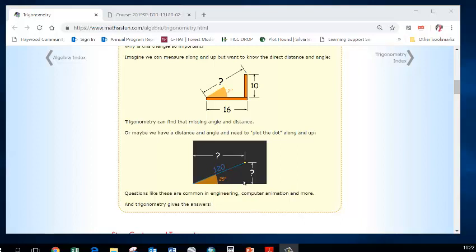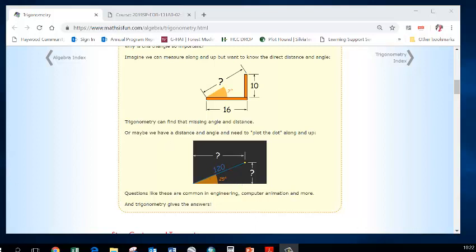Conversely, a lot of times we are measuring up a slope, and we want to know what the horizontal distance is. So in that case, we can use this value of theta and that slope distance to calculate what they call the adjacent side of the triangle. Okay, so how is that done?